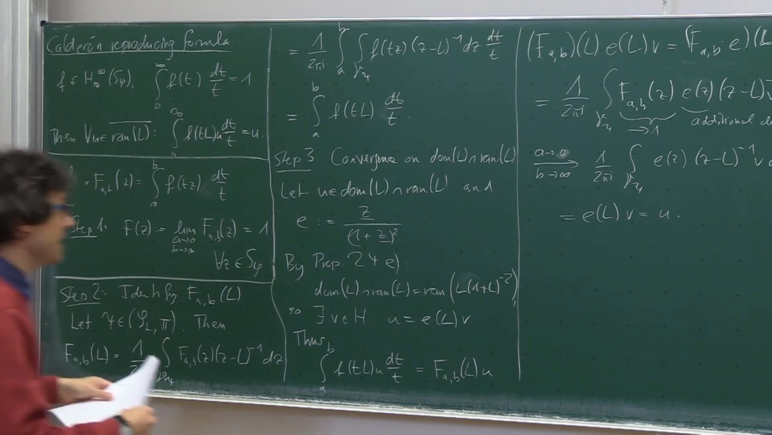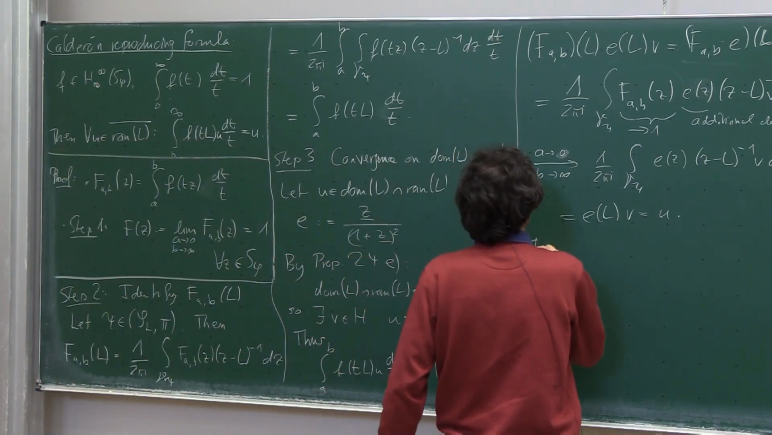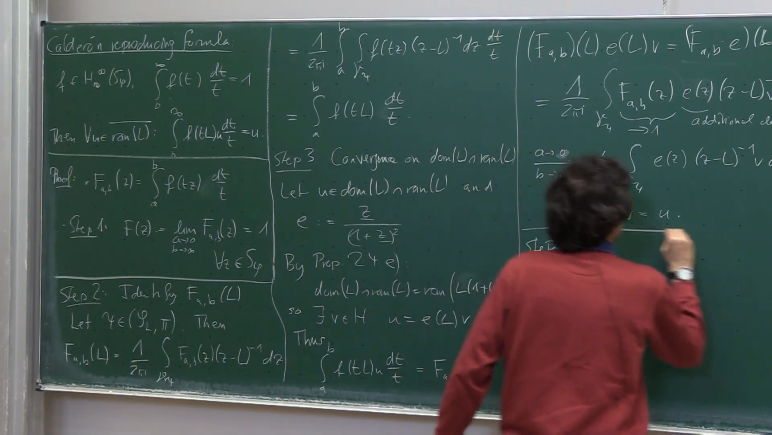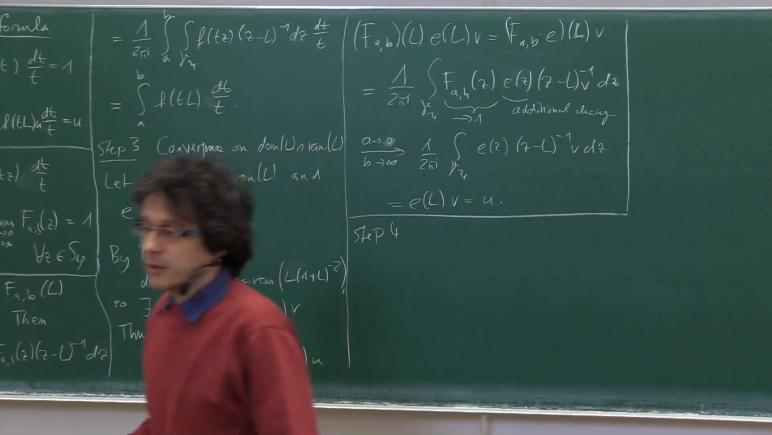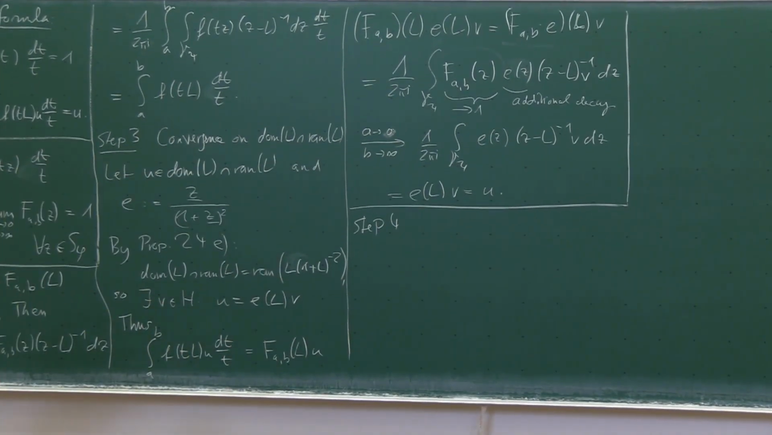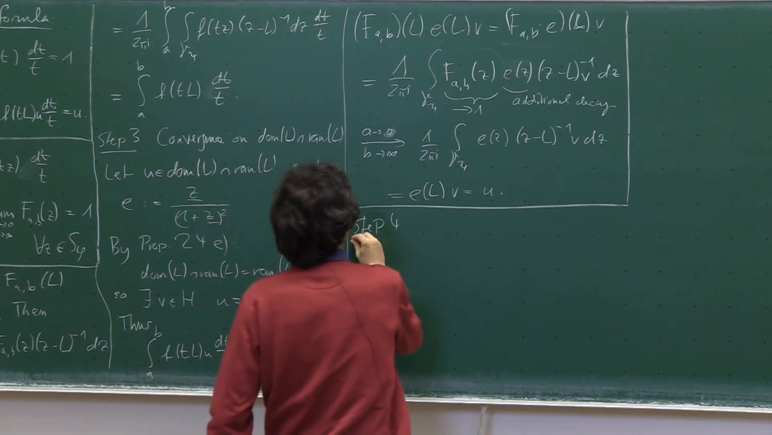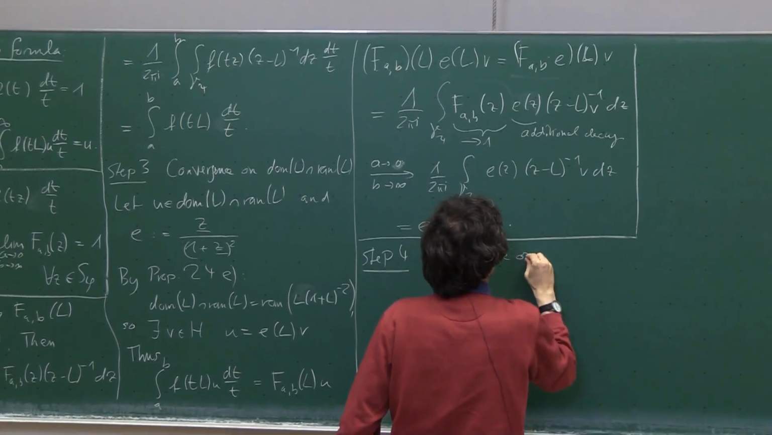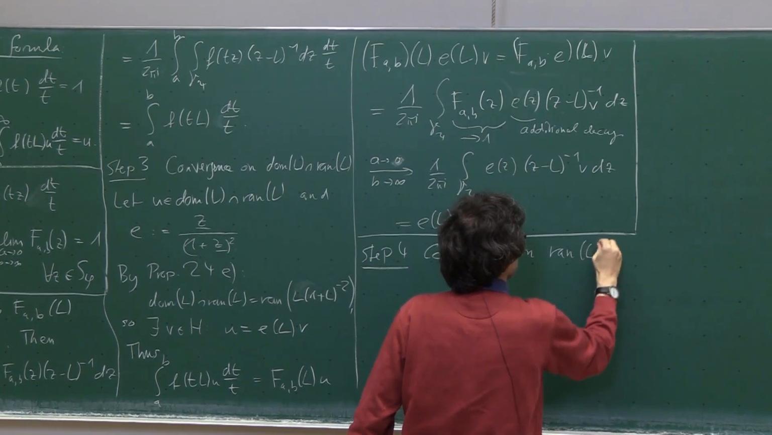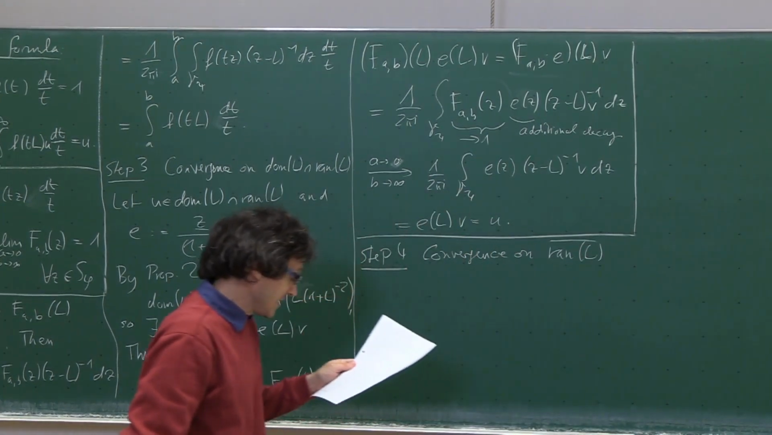So what remains is to enlarge the class of functions u where this works, to get this equality for more functions. So this is step 4: convergence on the closure of the range. And now it's just a density argument.